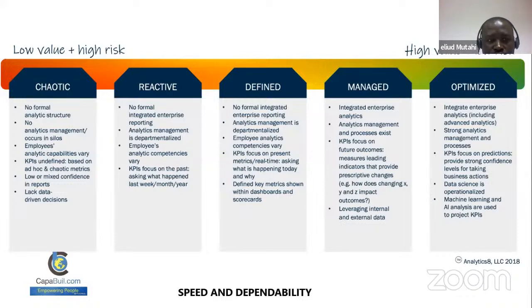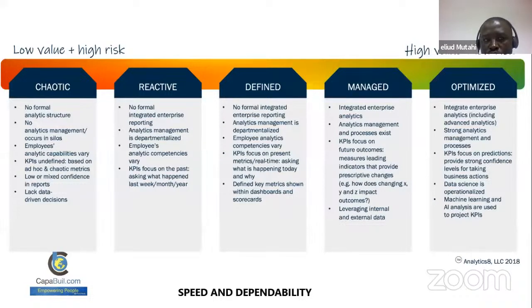If you look at the low value and high risk, we have what we call chaotic, and likely to be reactive. Then as you move to the extreme right, where you have high value plus low risk, you're able to have managed and optimized. So if you look at the chaotic, that basically means no formal analytic structure has been put into place within the organization.